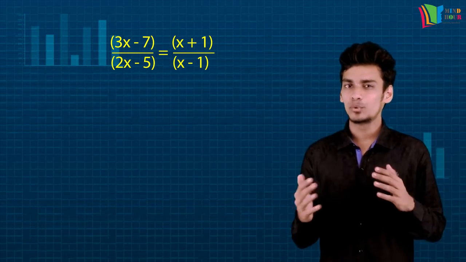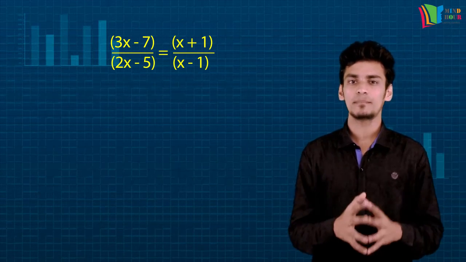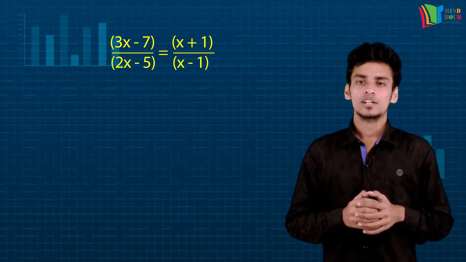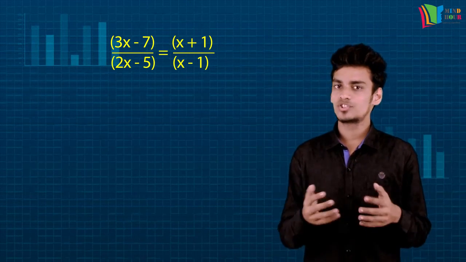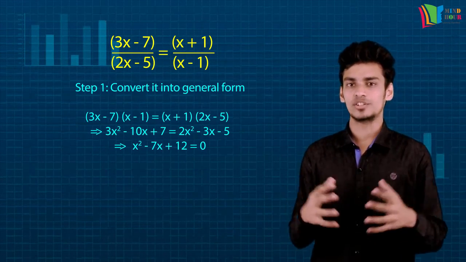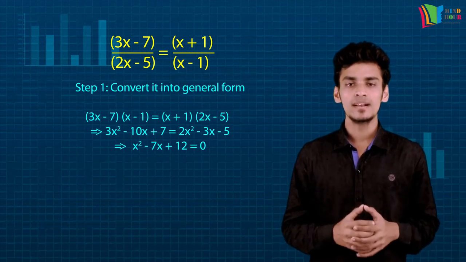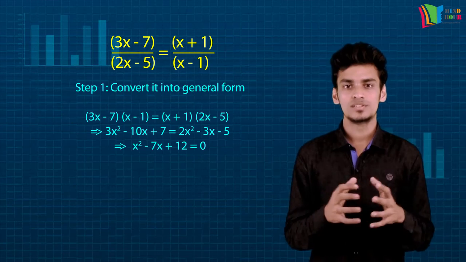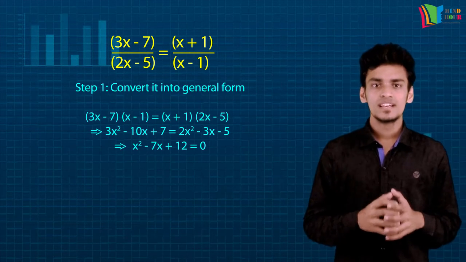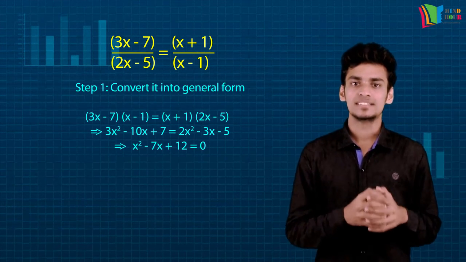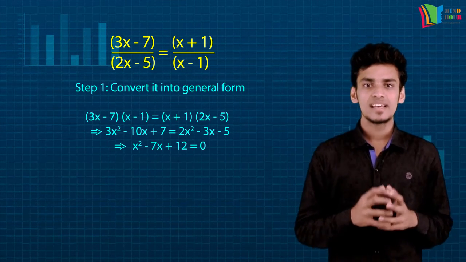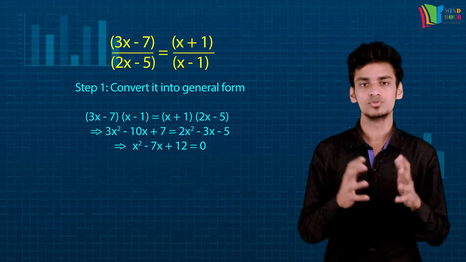(3x - 7)/(2x - 5) = (x + 1)/(x - 1). The given equation is definitely not in the general form. So our first step is to convert it into the general form. For that, we will cross multiply and simplify the given equation, which gives us (3x - 7)(x - 1) = (x + 1)(2x - 5), which would be 3x² - 10x + 7 = 2x² - 3x - 5, which would give us x² - 7x + 12 = 0.